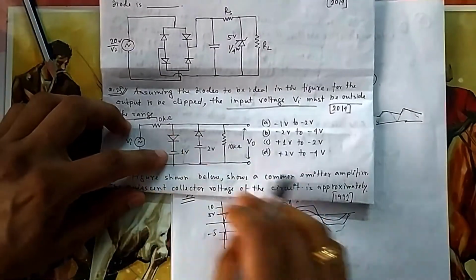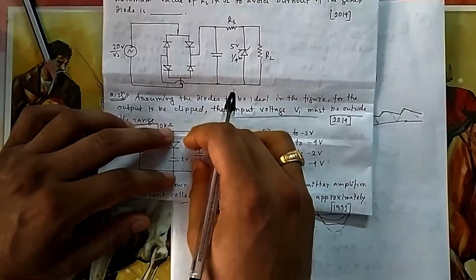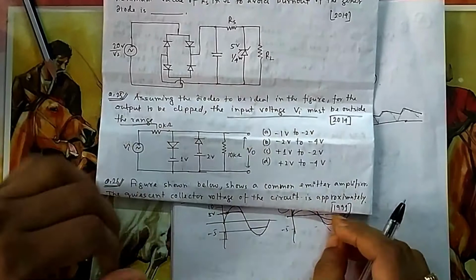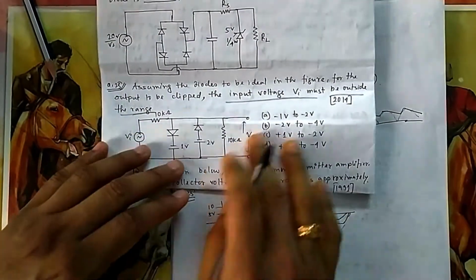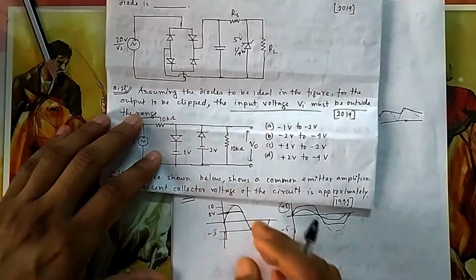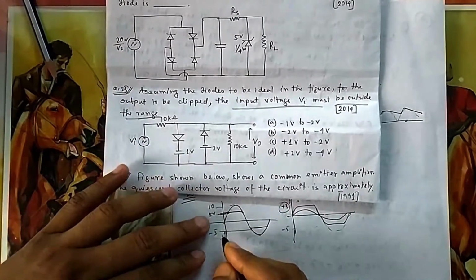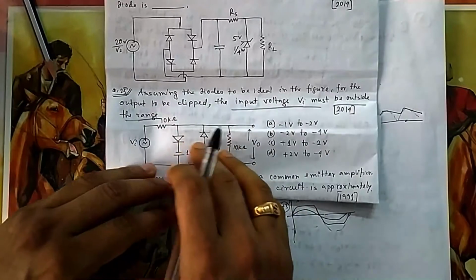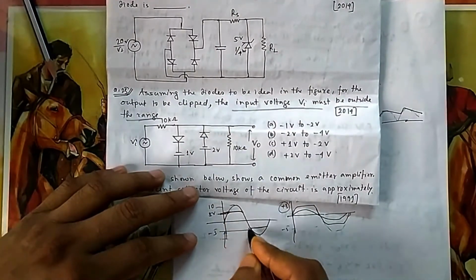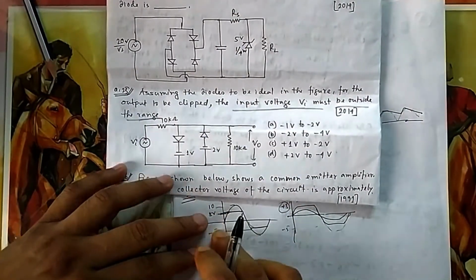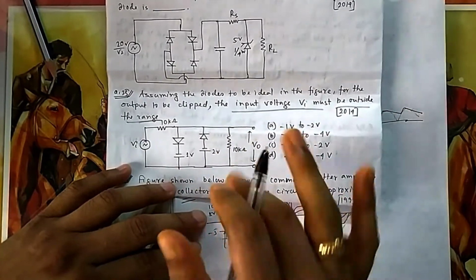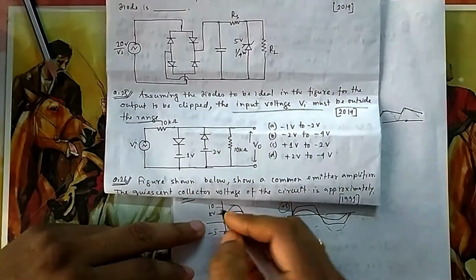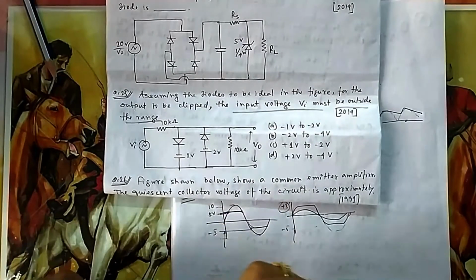Because once the input voltage reaches a level, then this diode gets on, so the output voltage remains fixed. So that is the idea. That's why they are saying input voltage must be outside of the range. So you can think your input voltage is very high. So you think at what level it is clipping. You find this level of clipping and then you say input voltage should be outside that clipping. It should be more than that positive value, it should be more than that negative value.